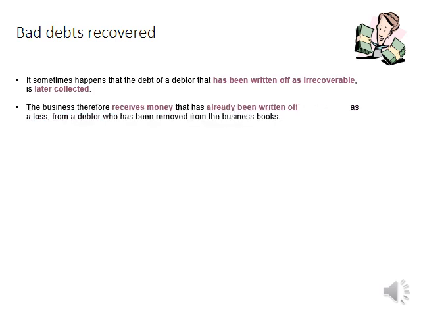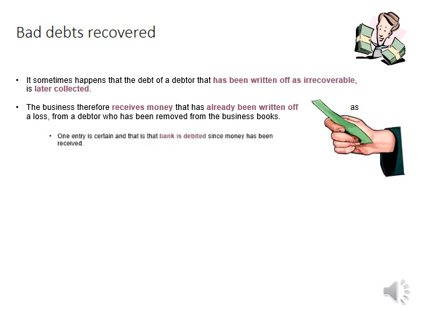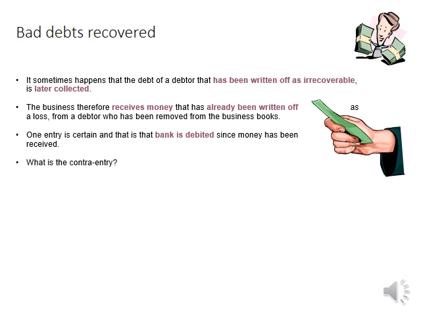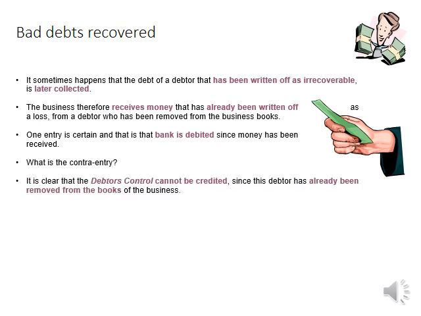The business therefore receives money that has already been written off as a loss from a debtor who has been removed from the business books. One entry is certain, and that is that bank is debited since the money has been received. What is the contra entry? What is the reason for receiving money?